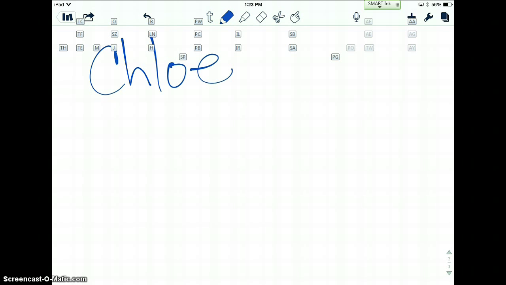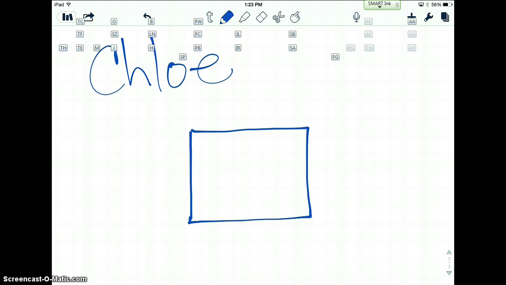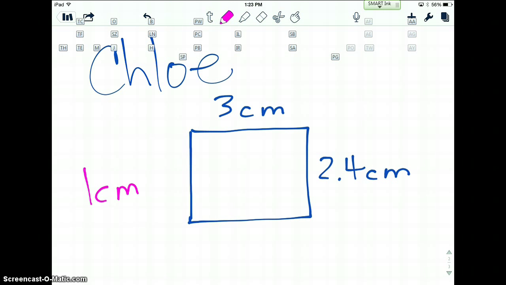And luckily the gym floor is just a rectangle, so it's pretty nice. The scale drawing, pretty simple. Okay, so remember scale drawing, this one shrunk down, the gym floor is massive, and she's shrunken down to 3 centimeters by 2.4 centimeters using the scale, and that scale is every centimeter equals 4 meters.